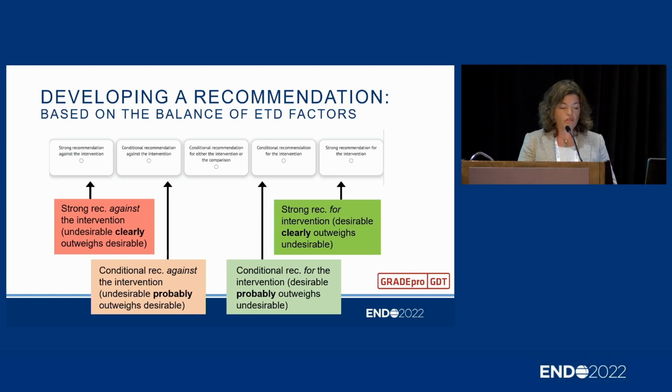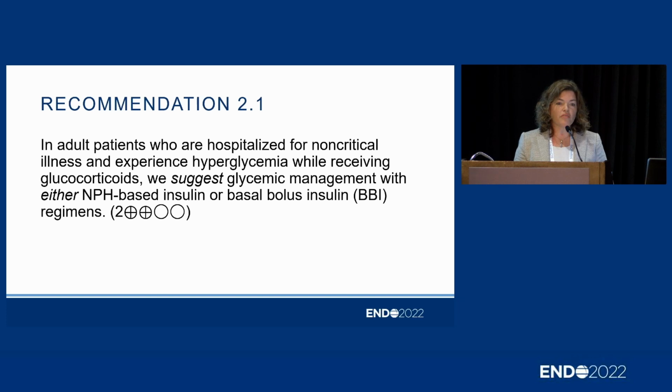Most of the time, in endocrinology, we see conditional recommendations, which basically says most of the time, probably, rather, which is the same concept, the desirable consequences probably outweigh the undesirable. And hence, that would form the recommendation. Now, beyond the strength of the recommendation, we also look at quality of data. And I'll play this out through this recommendation 2.1. Our final recommendation is: in adult patients who are hospitalized for non-critical illness and experience hyperglycemia while receiving glucocorticoids, we suggest glycemic management with either NPH-based insulin or basal bolus insulin regimens.